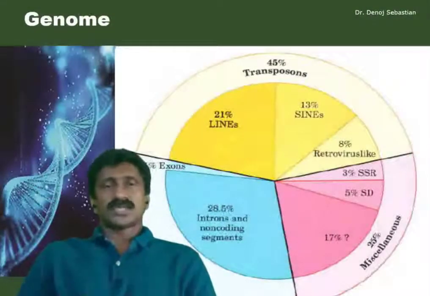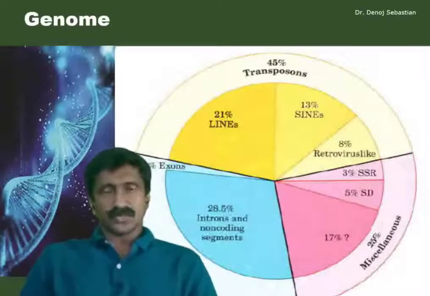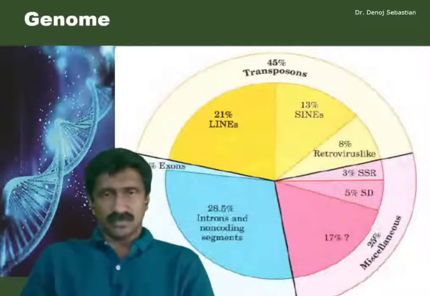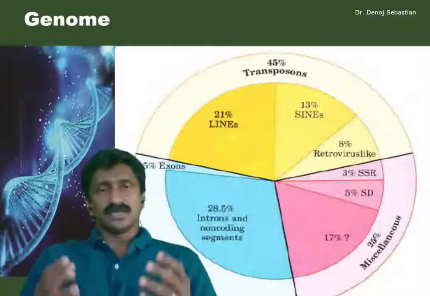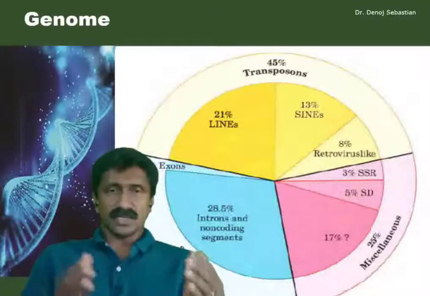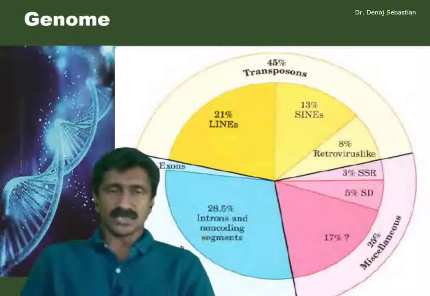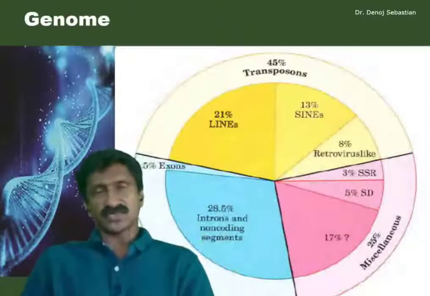So the genetic content of an organism, in short, we call it the genome of an organism, that includes the genes. The genes may be coding or non-coding regions like introns and exons, which are present in the gene, which contributes about 30% of the overall size of the genome.